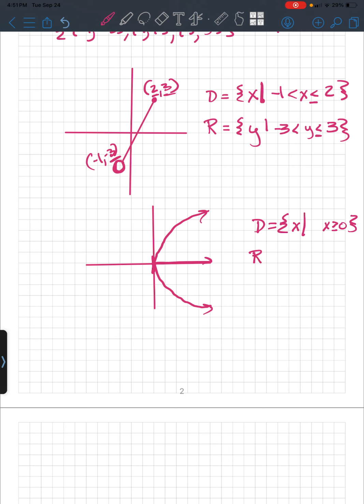My range is y such that, and if I look, and we may change this up in just a minute, these arrows, not only is it going to the right forever, it's going up forever and down forever. So it's going to hit every y ever, and that's infinite, right? So it's going to hit every number, so it's all real numbers.